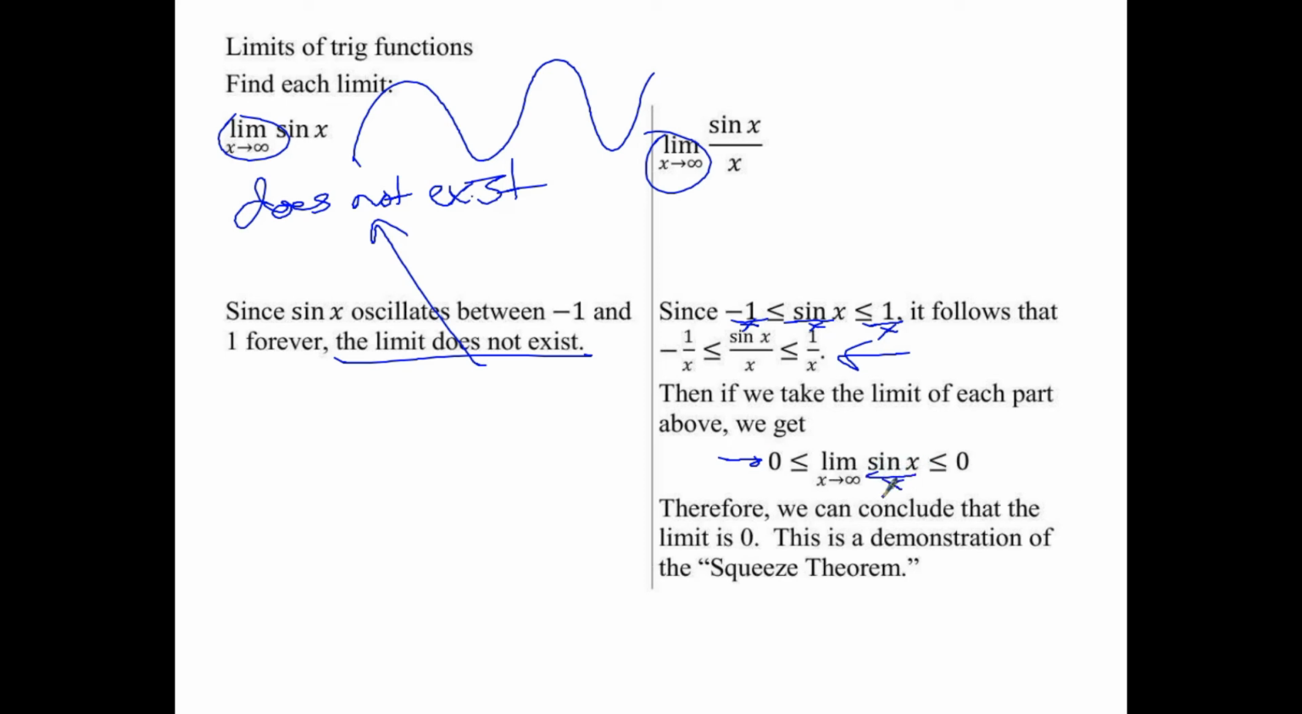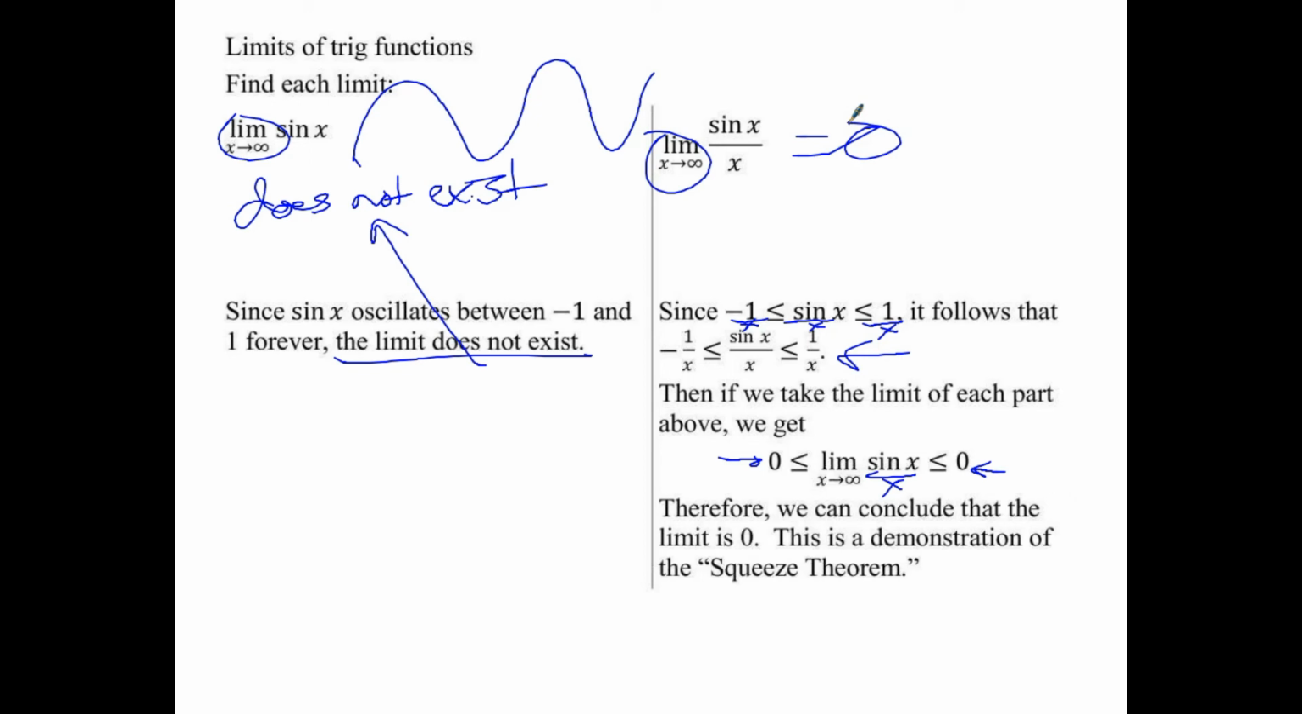The limit as x approaches infinity of sine x over x is less than or equal to 0 on the right-hand side. So 0 is less than or equal to something is less than or equal to 0. What must the limit as x approaches infinity of sine x over x be if it is stuck between 0 and 0? It must be 0. Okay? So therefore, we can conclude that the limit is 0. It has no choice. It must be 0.